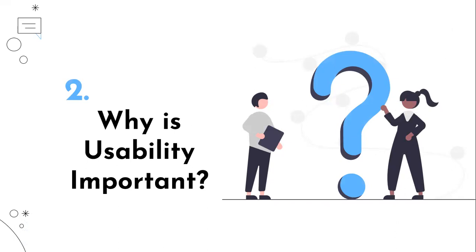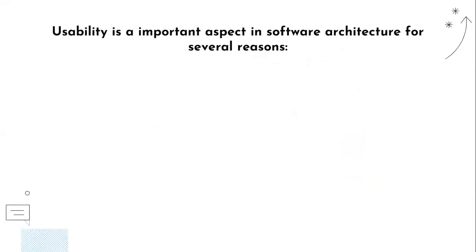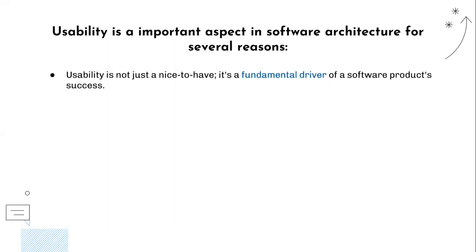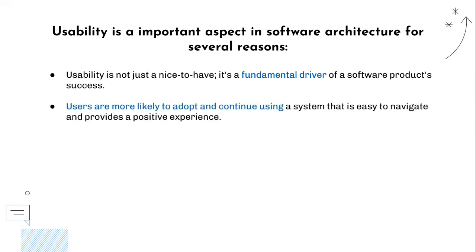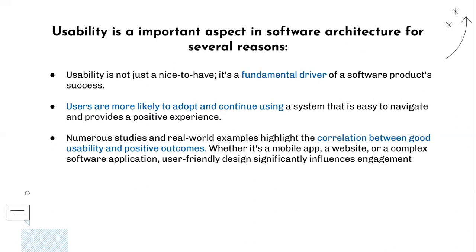Next, we will go on to why is usability important. Usability is an important aspect in software architecture for several reasons. First things first is that usability is not just a nice to have, it's a fundamental driver of a software product's success. Users are more likely to adopt and continue using a system that is easy to navigate and provides a positive experience. Numerous studies and real-world examples highlight the correlation between good usability and positive outcomes.